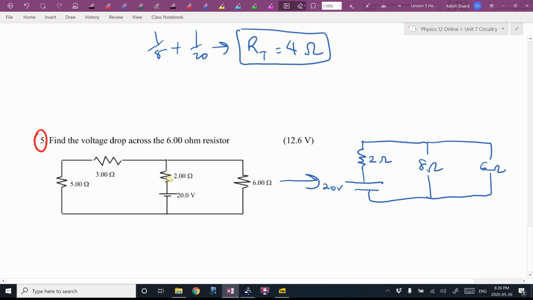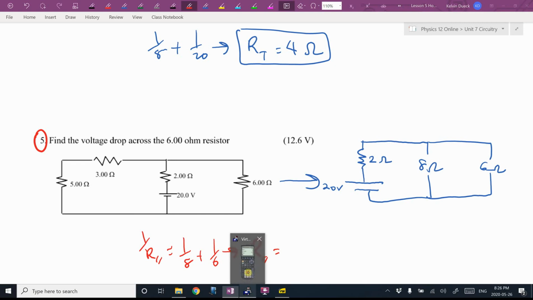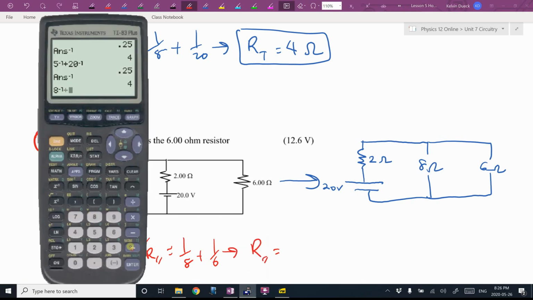Okay? The 20, everything goes through the 2 ohm, and then we split. Some go through 8, some go through 6. And now, these are in parallel, so I can go 1 over R parallel equals 1 over 8 plus 1 over 6. R parallel ends up being 8 reciprocal plus 6 reciprocal. Take the reciprocal of that. Yuck. 3.428. I'm going to carry a bunch of extra sig figs. So I'm going to go 3.42857.